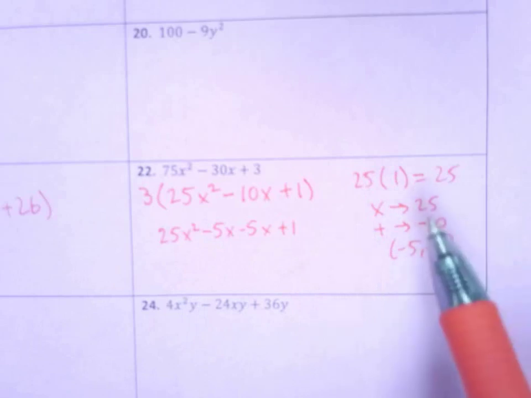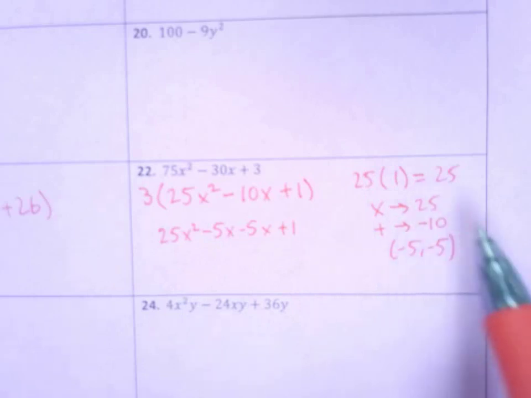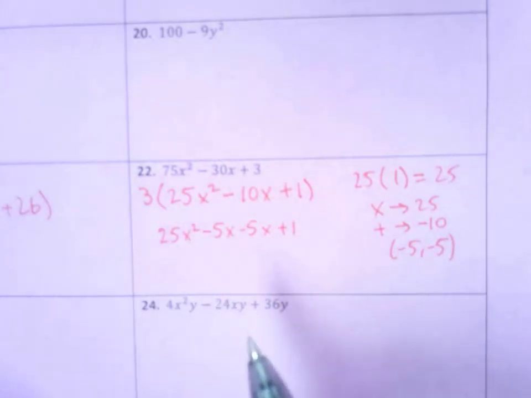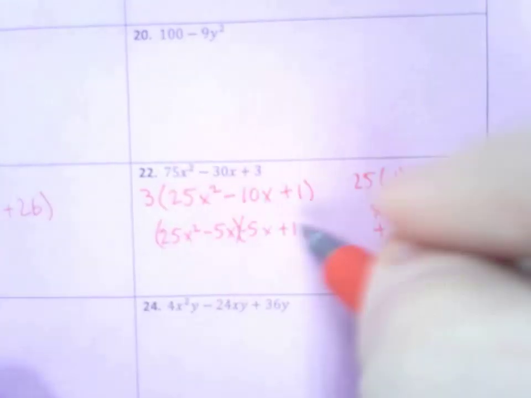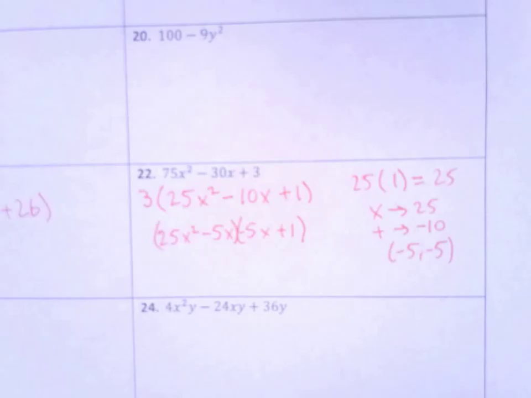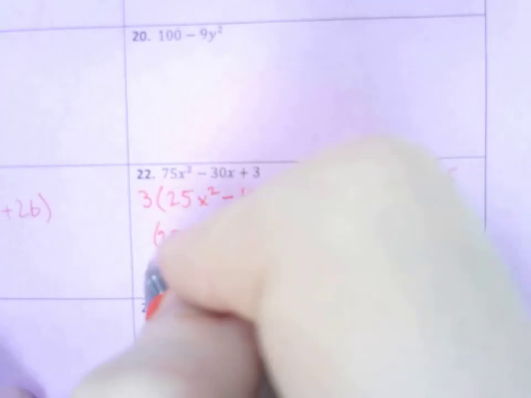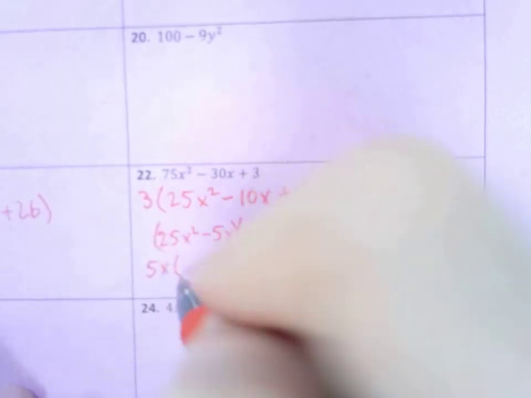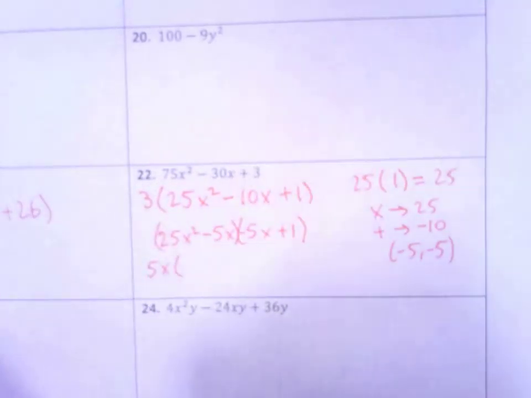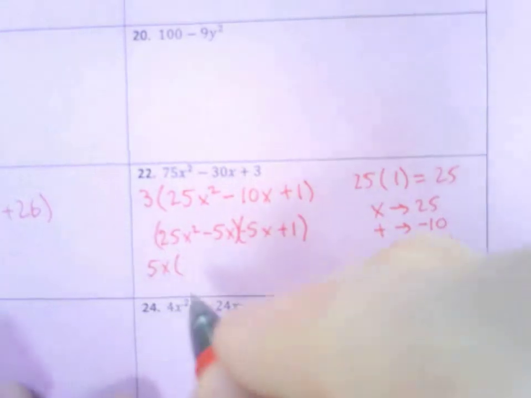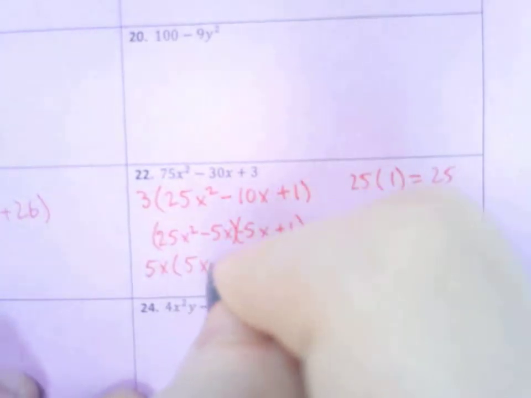-5 times -5, 25. -5 plus -5, -10. Yeah. So now what do we do once we have 4 terms? Group it, yep. So there's only one way to factor with 4 terms. What's the GCF of the first? 5 and x. And what are we left with after we take 5x out? 5x minus 1.